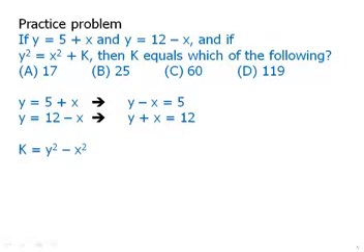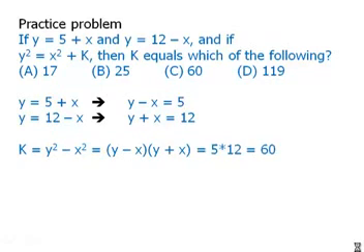Well, clearly k equals y squared minus x squared. Well, we know we can factor y squared minus x squared into y minus x times y plus x. And we know those 2 values. We know y minus x is 5 and y plus x is 12. So this is just 5 times 12, which is 60. So k equals 60.